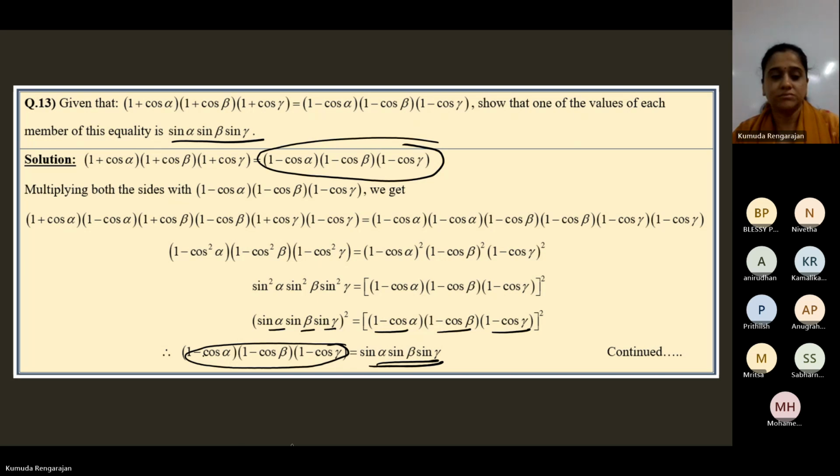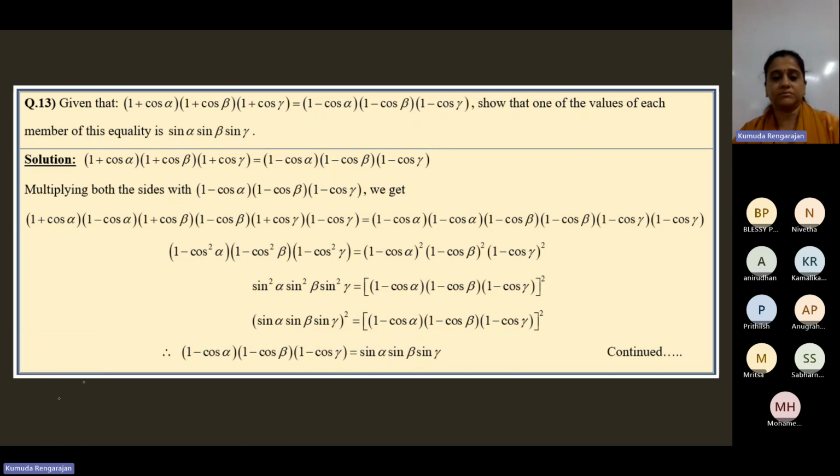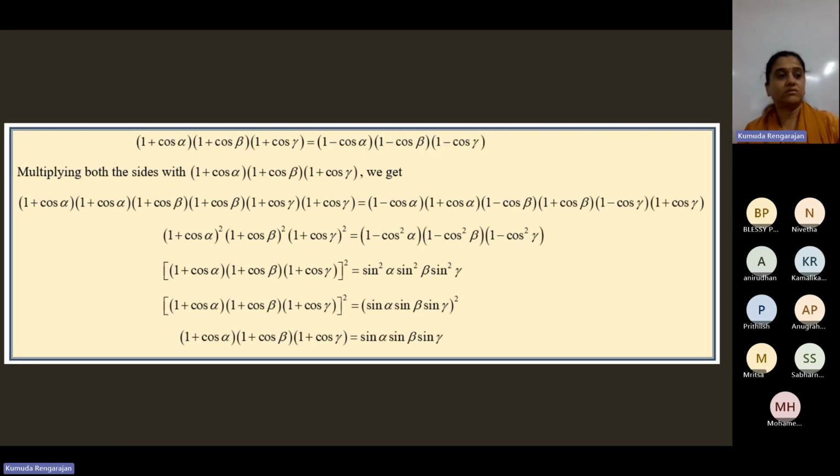All right. Just try to understand this yourself. This is the equation given.